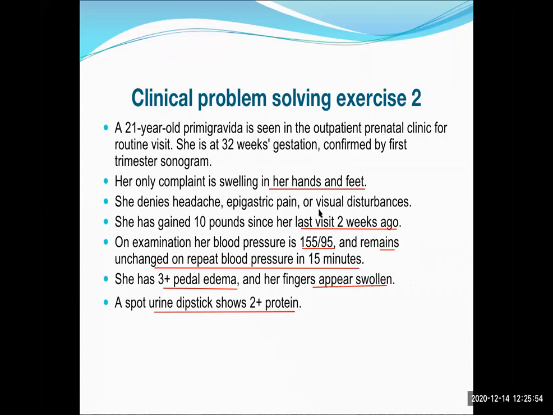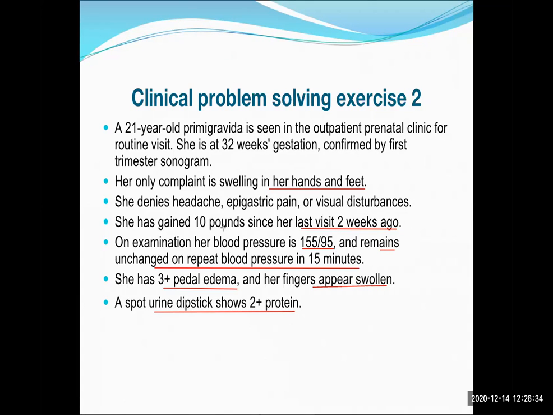So see this, all the features are there. Now the thing is, she is a primigravida, which is a very important risk factor. That is the important point, isn't it? Let's start from the beginning. Then 32 weeks of gestation, that has occurred after 20 weeks. So this point also matches there. There is a swelling or edema of the hands and feet, and there is absence of the severe symptoms. Severe symptoms are not present in mild type of preeclampsia. This point is also fitting here.